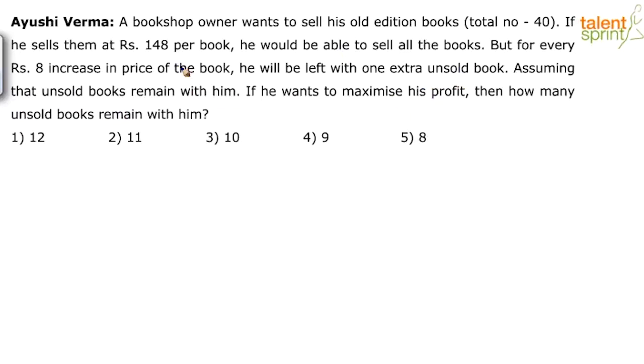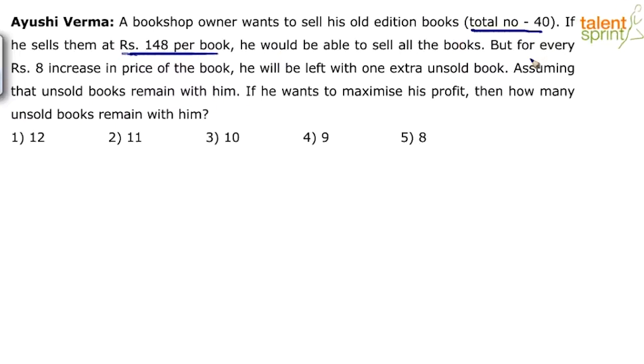Alright? So let's understand this. Interesting question and a different one. A bookshop owner wants to sell his old edition books. Total number is 40, so he's got to sell 40 of his old books. Now he sells them at rupees 148 per book. Selling price is 148 per book. And if he fixes the price as 148, then he will be able to sell all the books.